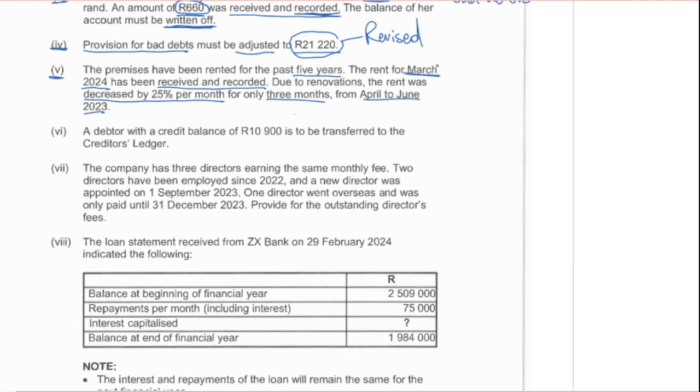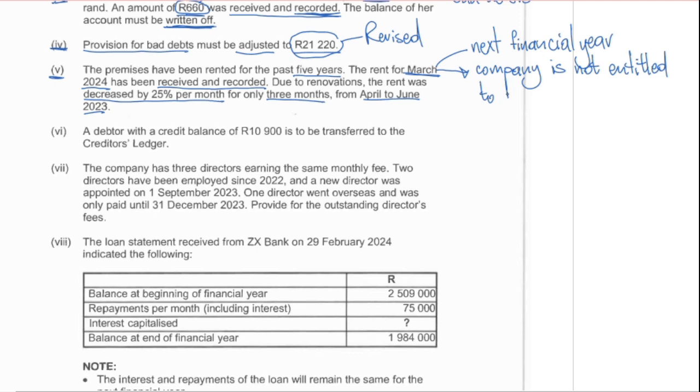So we've received rent for March that has not been earned because March falls in the next financial year. In accordance with the matching principle, we can only recognize income in the financial year in which it is earned. Even legally, we are not entitled to this rent because we have not yet provided that service to the tenant. It will only be provided in the following financial year. The tenant can demand that we return this rent back to them.